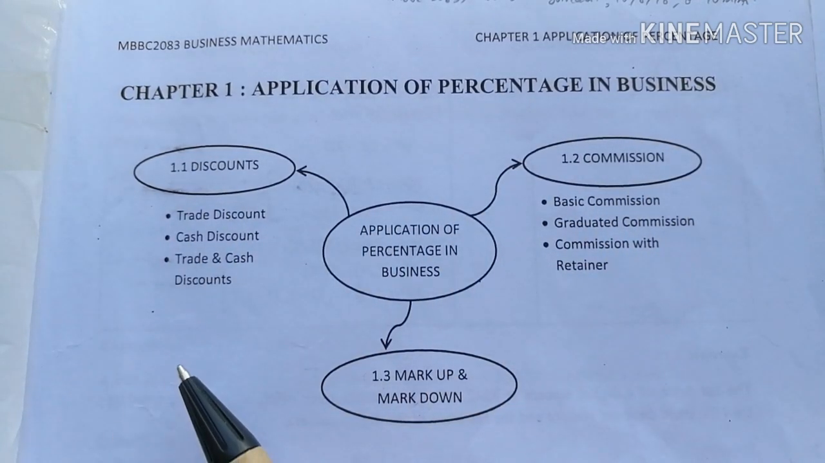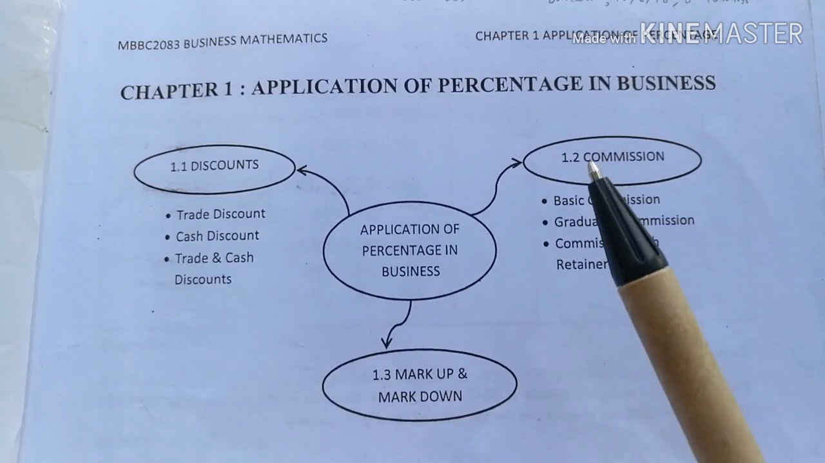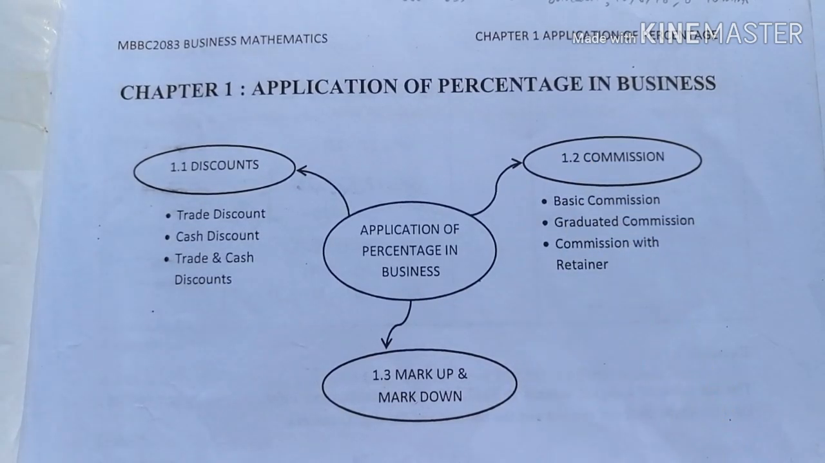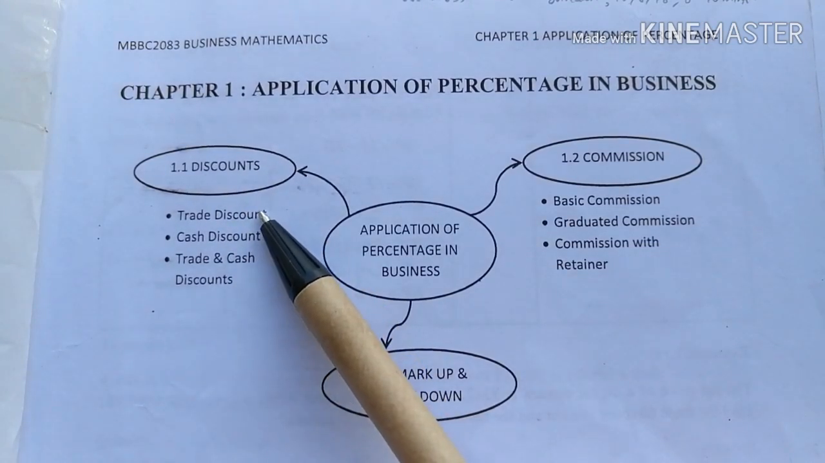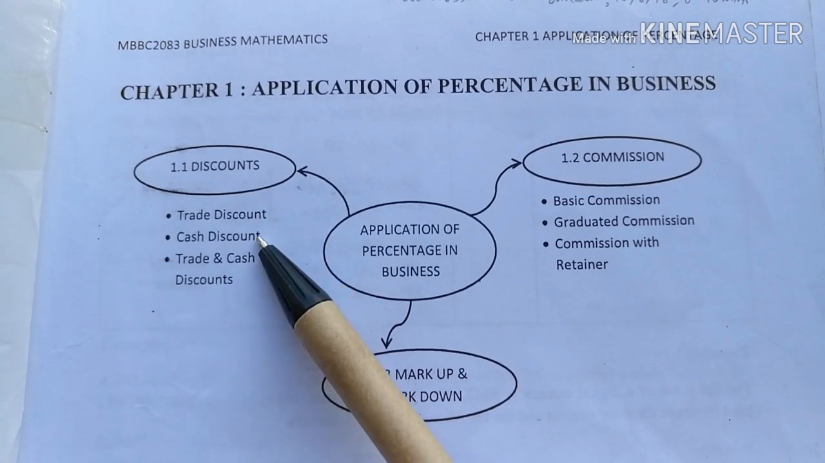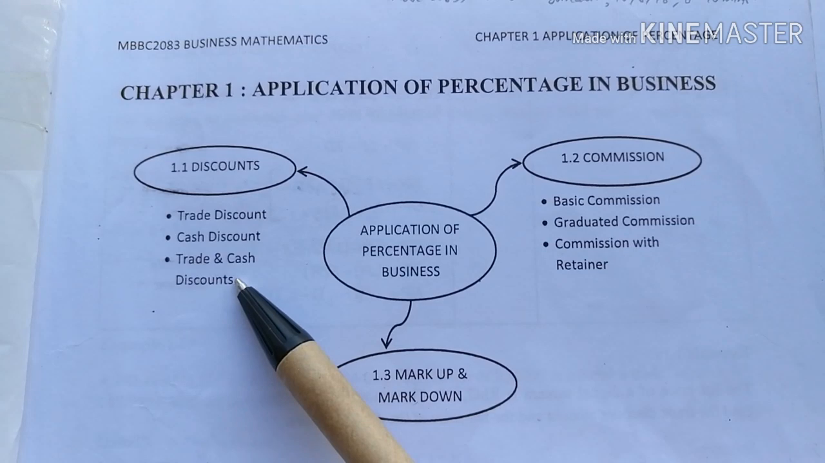There are three subtopics that you will learn in this chapter. The first one is discounts, second one is commission, and the third one is markup and markdown. So for the discounts, there are two types of discounts in these subtopics, which is the trade discount and also the cash discount. And number 3 here, basically it is the combinations of those two discounts, which is the trade and the cash discounts.